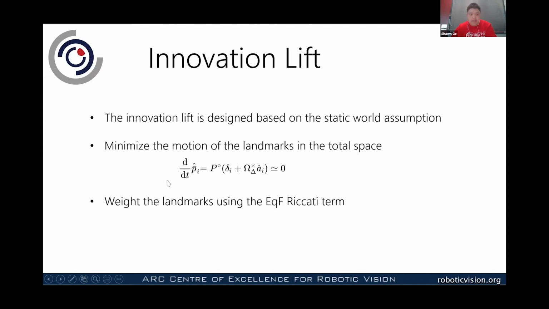And finally, the presented EQF is posed directly on the SLAM manifold, where there is no notion of a global reference frame. However, in practice, it's often required to describe the estimated robot pose and landmarks with respect to an inertial reference frame. So we've proposed a method to lift the innovation from the SLAM manifold to the total space by minimizing the motion of landmark points with respect to the current choice of inertial frame. And the landmarks are weighted using the EQF Riccati matrix sigma.